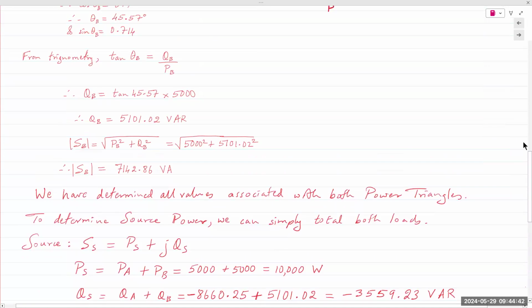All right, any questions? Any questions at all? So the approach here is, of course, find total power for A, total power for B, and then add it all up to get the total source power.